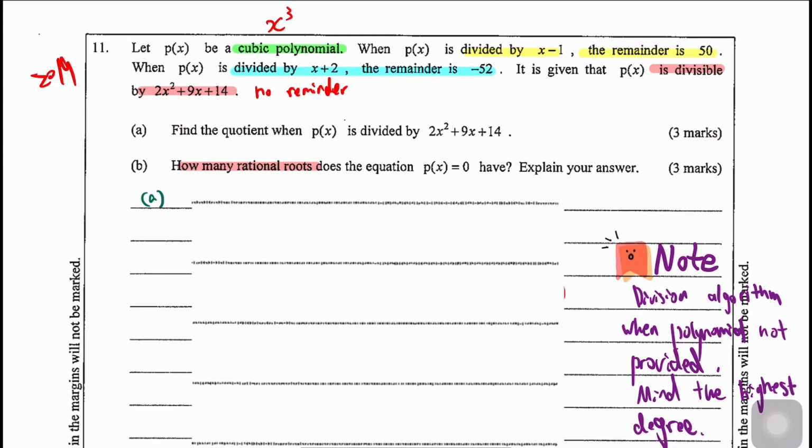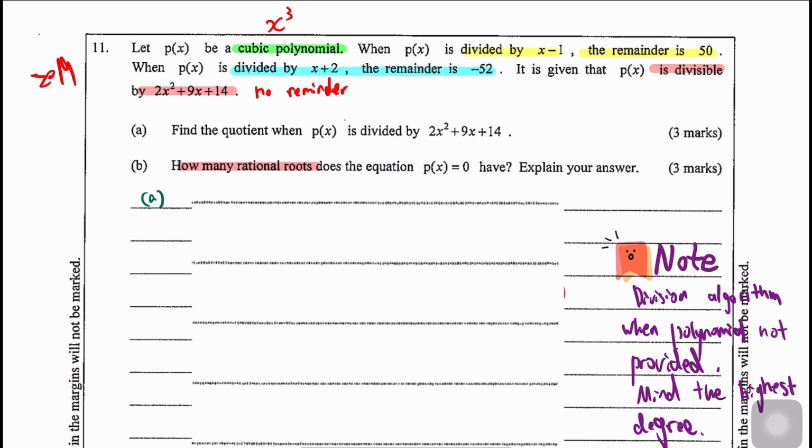Okay, 2019 paper. This time, no polynomial is provided to you, the original one. So it just tells you that it's a cubic polynomial. It means that the highest degree is x to the power 3. So we need to find out the polynomial by ourselves.